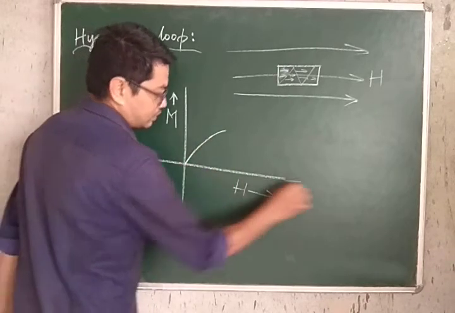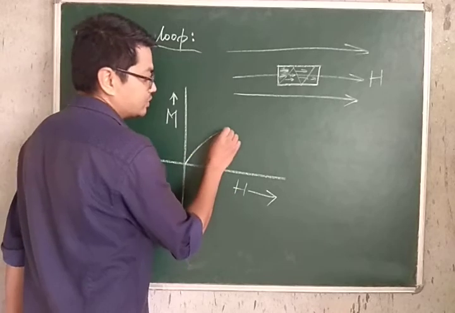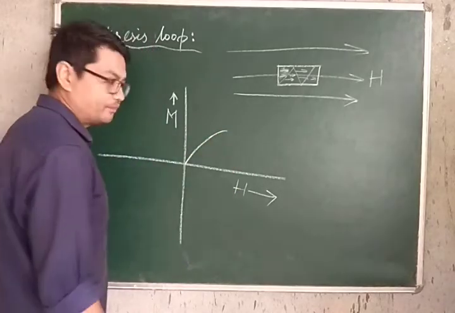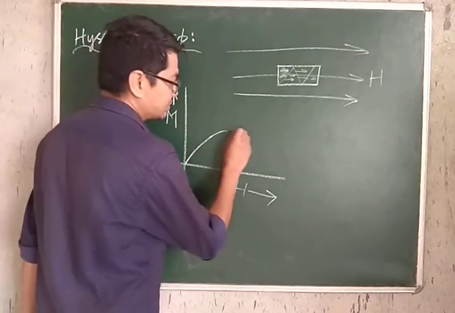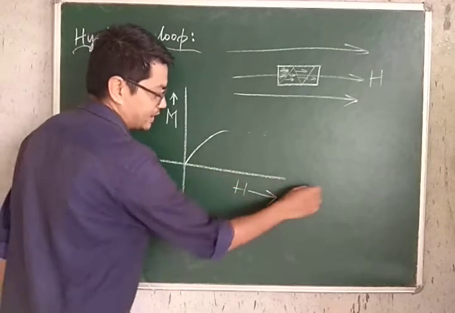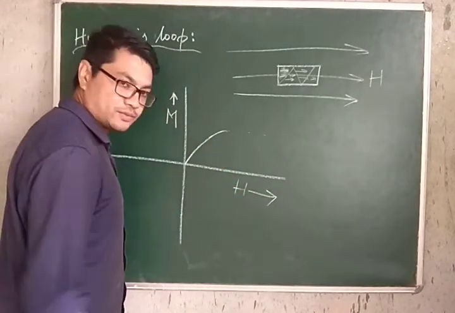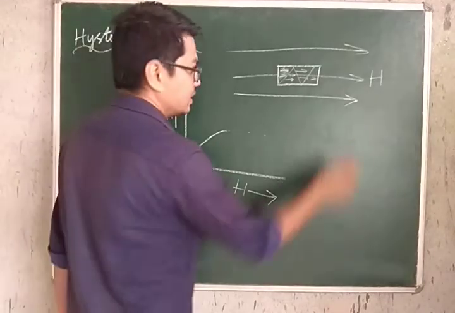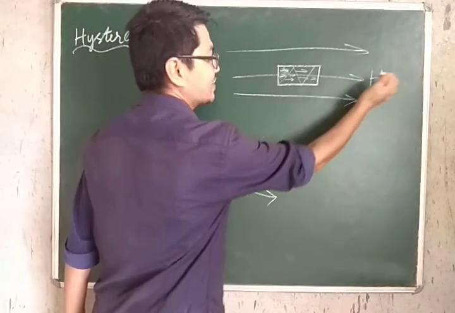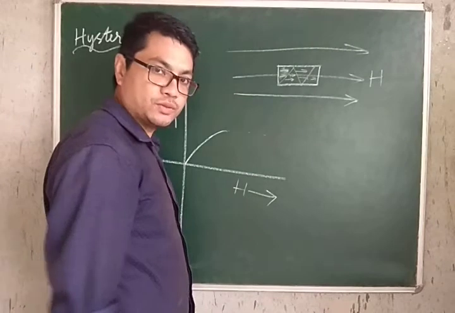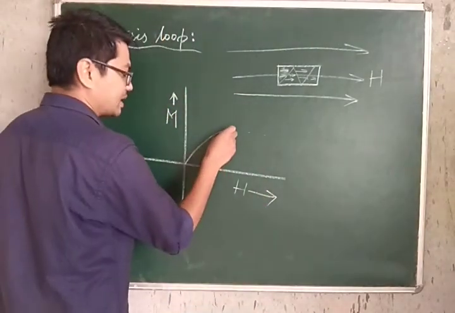Now, you further go on increasing, it reaches saturation. Since it reaches saturation, there is no point increasing capital H further. So this is the point of saturation. Now what you do is, you then have to start decreasing the value of your capital H.